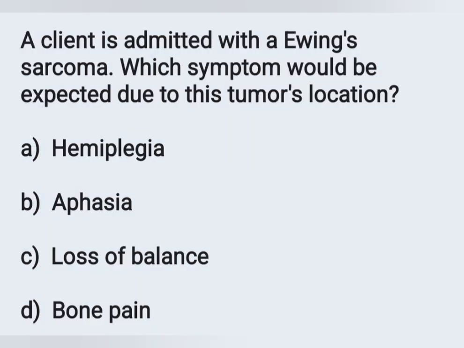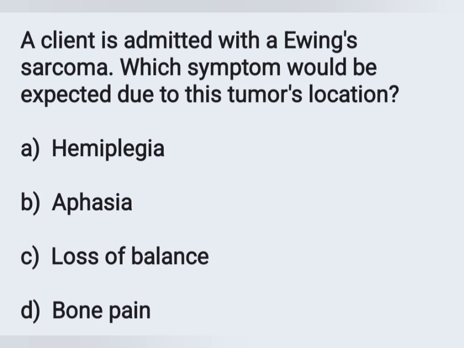Move on to the next question. A client is admitted with Ewing sarcoma. Which symptoms would be expected due to this tumor's location? Options, option A hemiplegia, option B aphasia, option C loss of balance, option D bone pain.